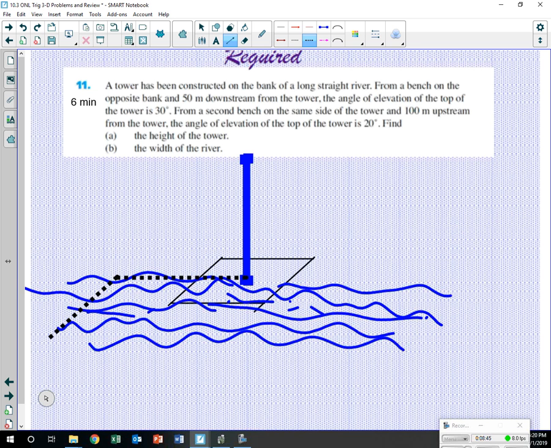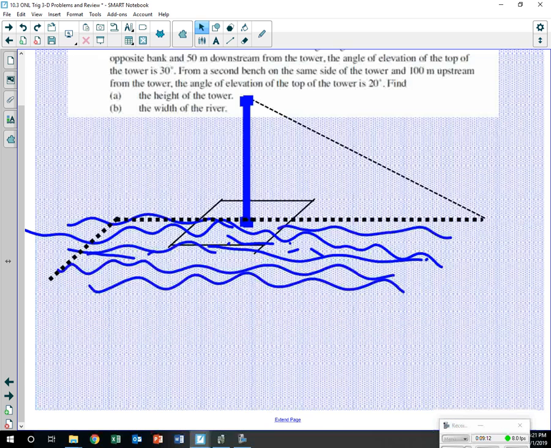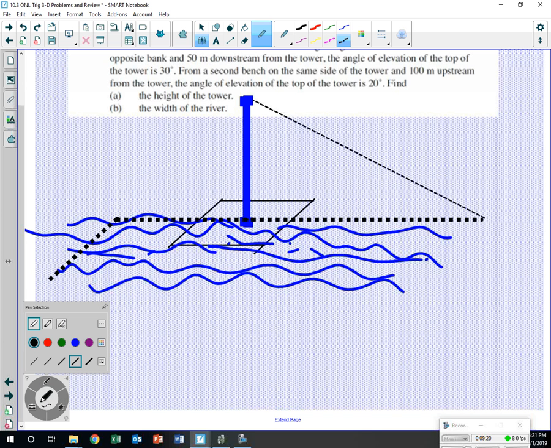The angle of elevation of the top of the tower is 30 degrees. From a second bench on the same side of the tower and 100 meters upstream, find the angle of elevation, and the angle of elevation of the top is 20. So on this side, this part is going to be kind of easy. This angle of the elevation is going to be 20 degrees.